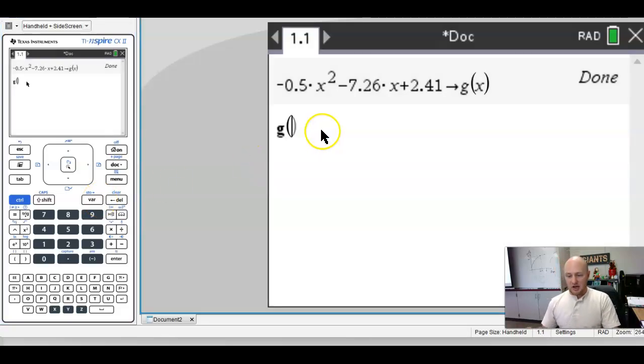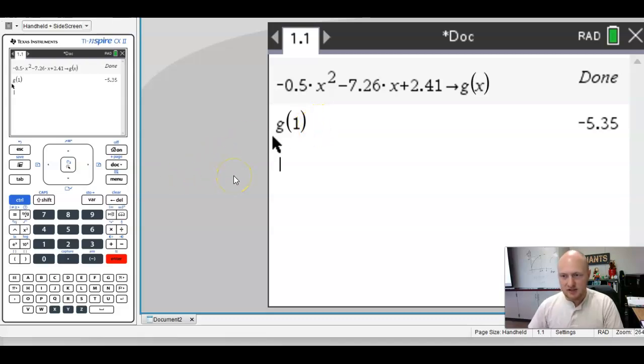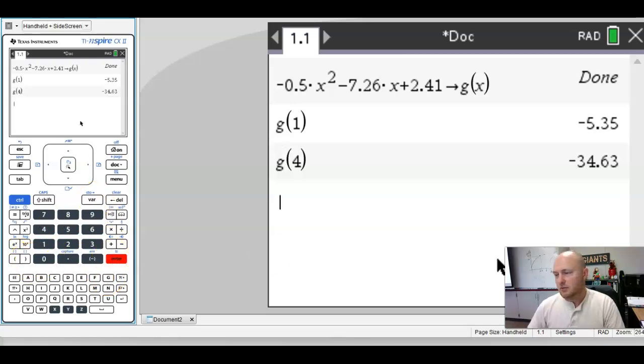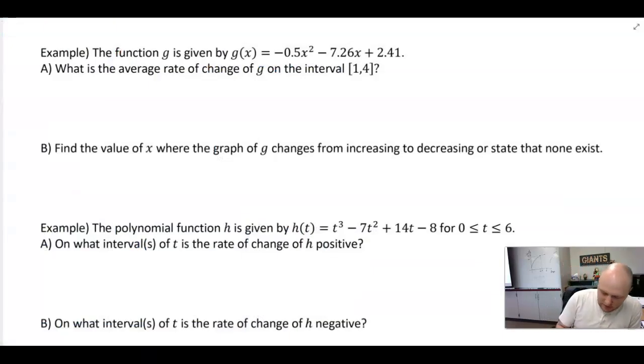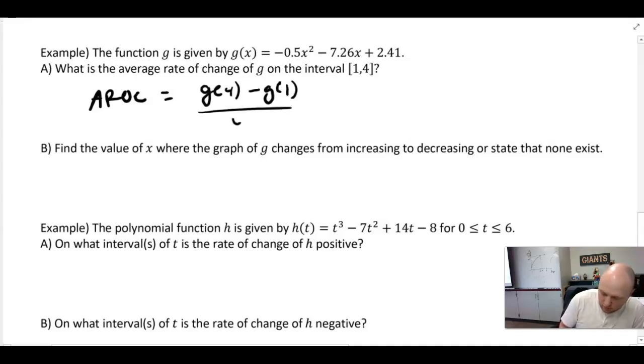So for this function, I want to find the average rate of change on the interval 1 to 4. So I need the y values at 1 and at 4. So I'm going to say, okay, what is g of 1? I hit enter, and then what is g of 4? You could type it too. G of 4, and we get negative 34.63. Okay, so we can set up average rate of change, right? Your average rate of change formula is g of 4 minus g of 1 over 4 minus 1.